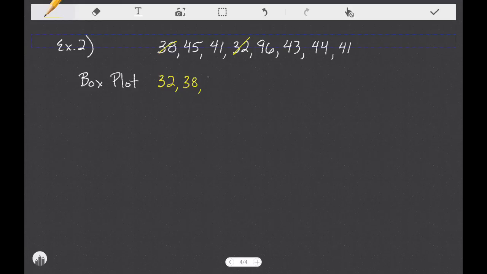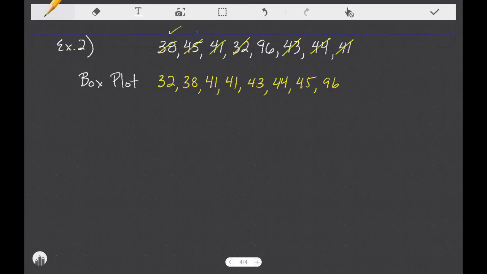Then we have, looks like 41. So we have a 41 here. We have another 41 over here. Then we have 44. Then we have 45. Oops, looks like I actually mixed one here. So kind of teaching you what not to do here exactly. We want 43. Then we want our 44. Then we want 45. And last we want 96.